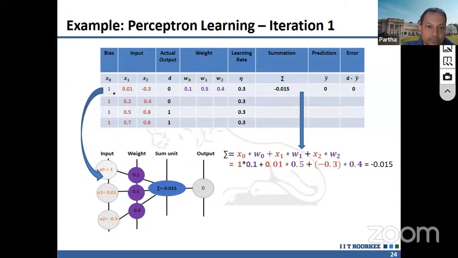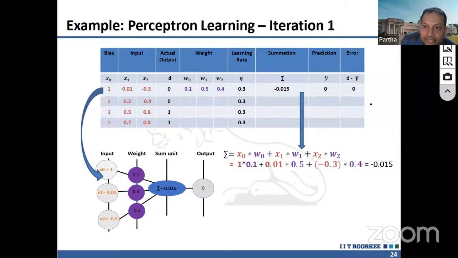So what will happen? X0 into W0. So this is the way. I am doing X0 into W0 plus X1 into W1 plus X2 into W2. If I multiply, this total comes minus. That means the outcome will be negative, 0. If it is greater than or equal to 0, it will be 1, otherwise it will be 0.